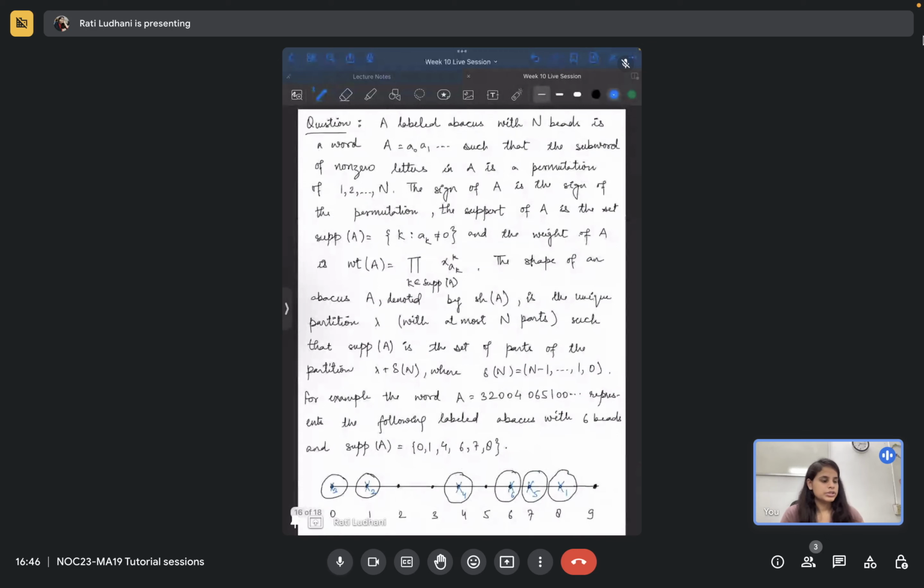Okay, let's try to see how to use the labeled abacus to find out what lambda plus rho and everything is. I just wrote these definitions from the exercises, this assignment. This is not a question actually, this is just theory, or maybe recall.